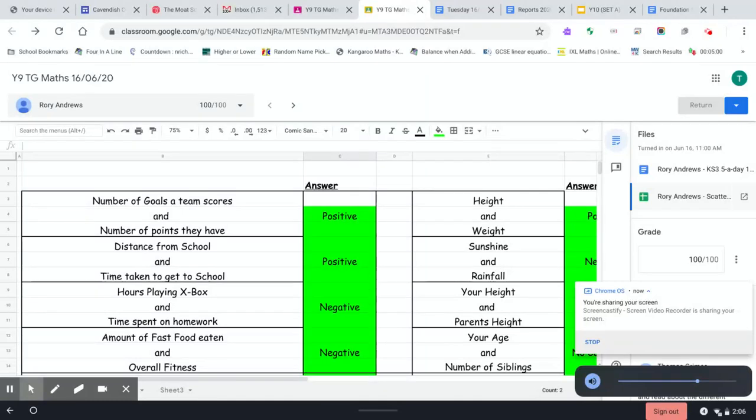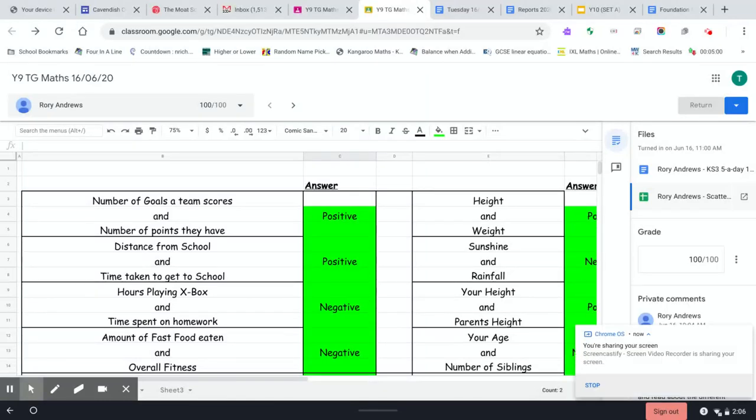Hey, hello all. Just some corrections on these scattergraph data sets that I set you. I think some people got a little bit confused about what you had to do. So you had this list here on this column, based on these two pieces of information: the number of goals a team scores and the number of points they have.